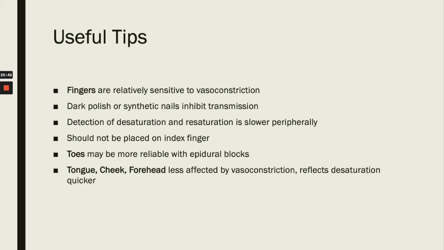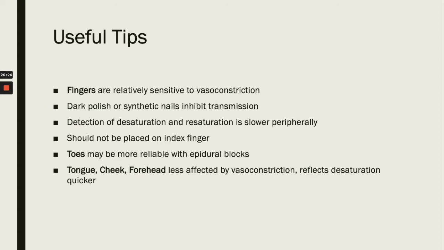Toes actually may be more reliable with epidural blocks, because in epidural blocks you have more vasodilation in the toes, or in the lower extremities. So as arteries are more vasodilated, you're going to get a more accurate picture of whether a hypoxic event is happening. You would see that a lot quicker versus fingers, which would probably already be vasoconstricted. The tongue, the cheek, the forehead are less affected by vasoconstriction, so they would reflect desaturation a whole lot quicker.